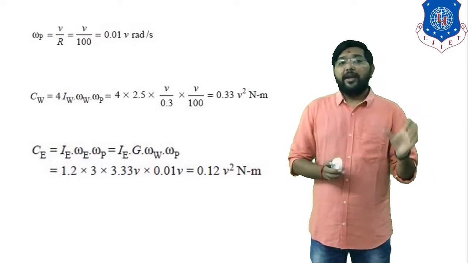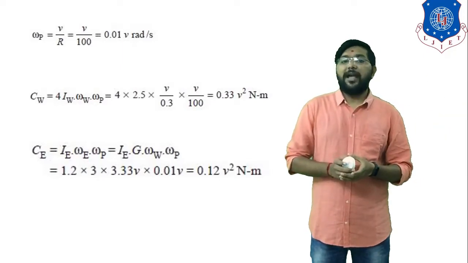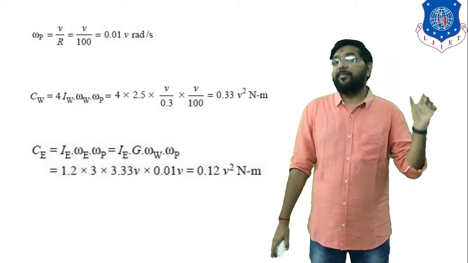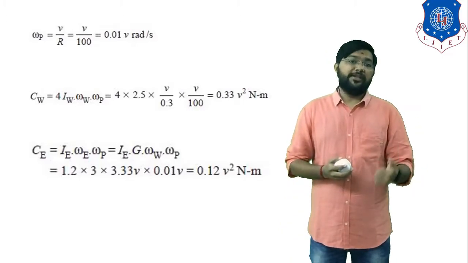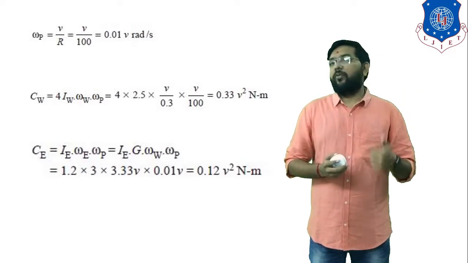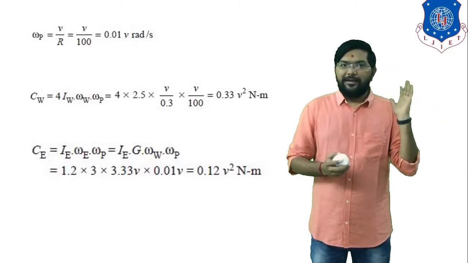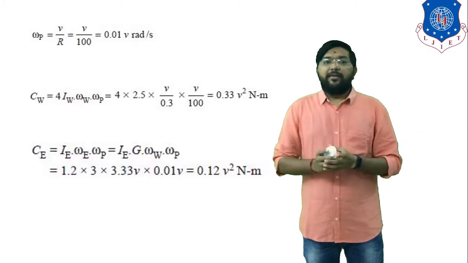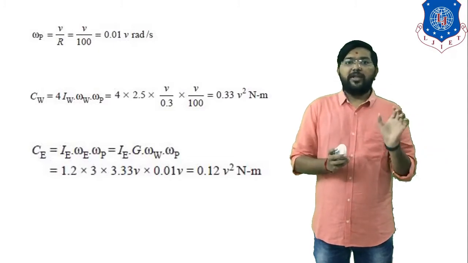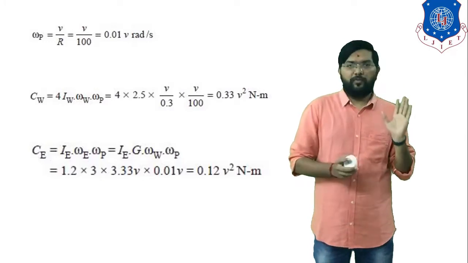Now you have to find the reactive gyroscopic couple due to the rotating parts of the engine. Now we have the equation for that, that is IE omega E omega P. You all know the relationship between the angular velocity of the engine, the angular velocity of the wheel and the gear ratio, that is gear ratio G is equal to omega E upon omega W. So instead of omega E, you have to put G into omega W over here. Then we have the values of IE, omega E and omega P. Put all the values over here. Based on that, you calculate the value of CE, that is 0.12 V square Newton into meter.